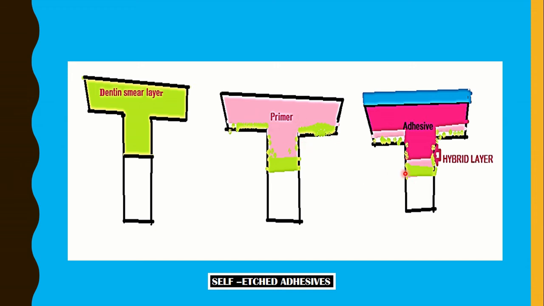So here we have, in this priming step, the acidic monomer removes or modifies the smear layer. After this step, we apply the adhesive and cure it, and there is interpenetration of the adhesive into the dentinal tubules, and it subsequently forms the hybrid layer, over which we can apply the composite resin and cure it.